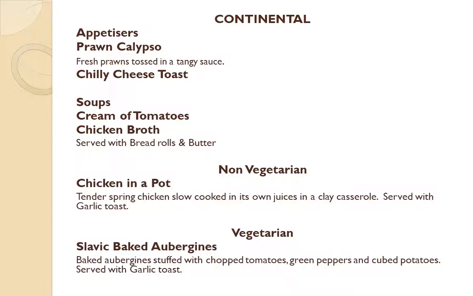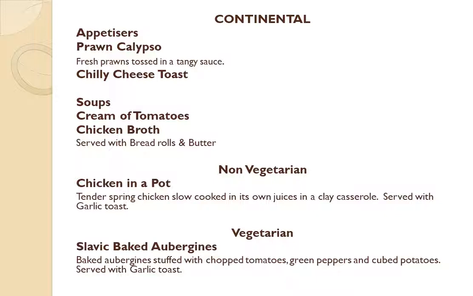Next, we are moving to the continental appetizers and the main course. Here, prawn calypso has been written, chili cheese toast has been written, and soup. The soups are cream of tomato soup or chicken broth. One more thing: whenever we are serving any continental soups, we'll have to serve bread rolls and butter along with it. Generally two different varieties of bread rolls are served. One is the soft roll, and the other one is the hard roll.